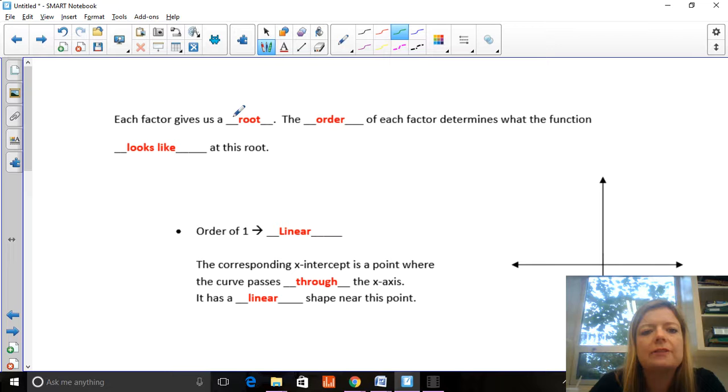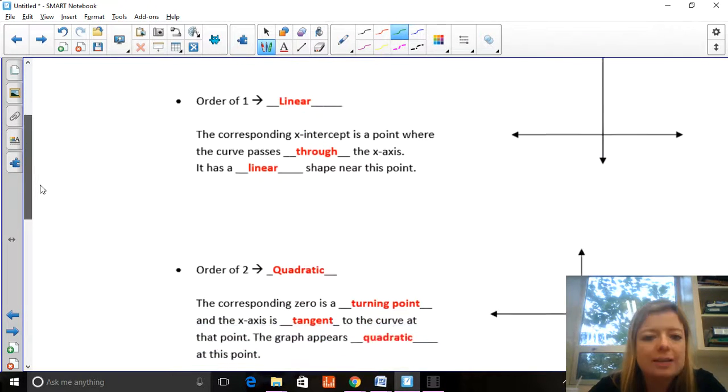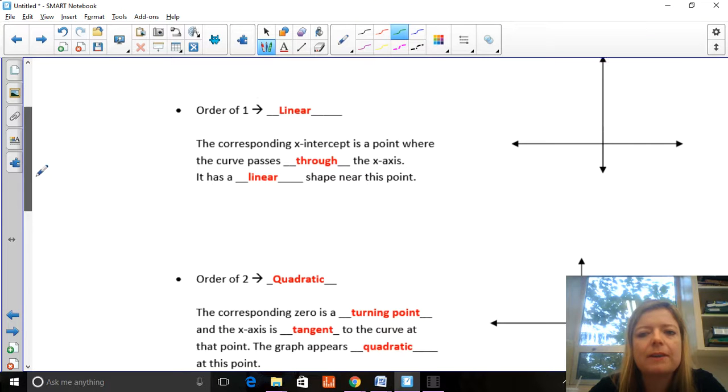So each factor gives us a root. The order of each factor determines what the function looks like at this root. Okay, and please just recall that root is another word for x-intercept. So each factor will give us an x-intercept, and then the order of that factor, so whether it's raised to the power 1, to the power 2, or to the power 3, will tell us what the function looks like at that root. So you might be kind of confused, but you'll see.